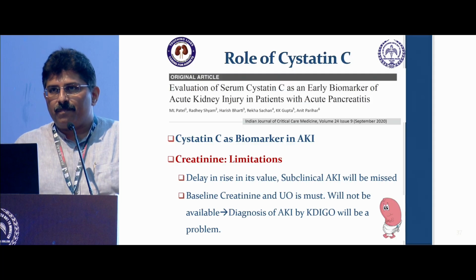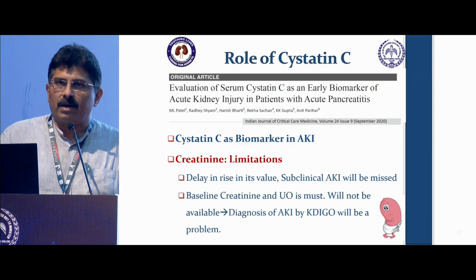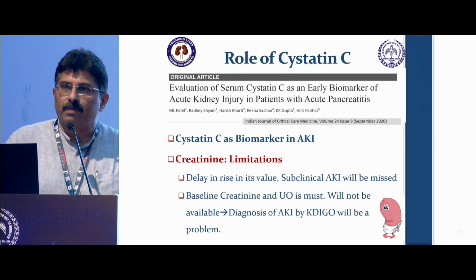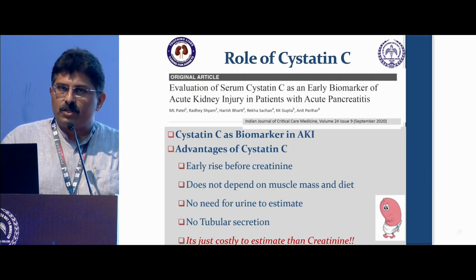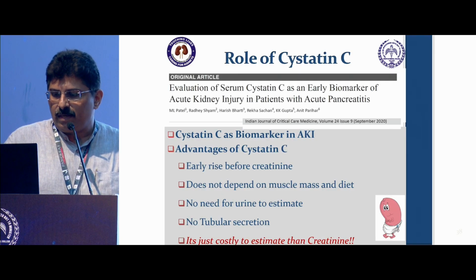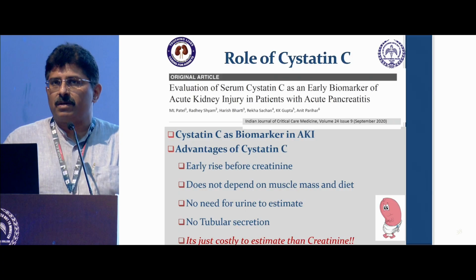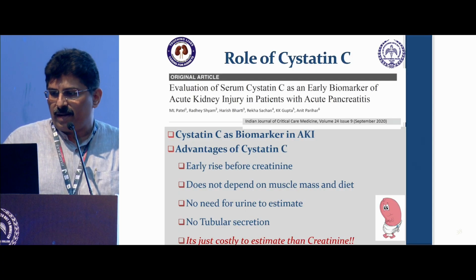And when you depend on creatinine, the limitation is that you will be missing subclinical AKI. But when you do serial measurements of cystatin C, these are the definite features: it is not secreted in the urine, and it doesn't depend on diet as well.